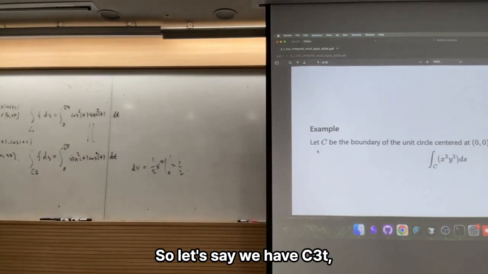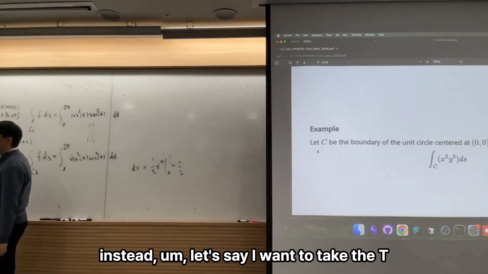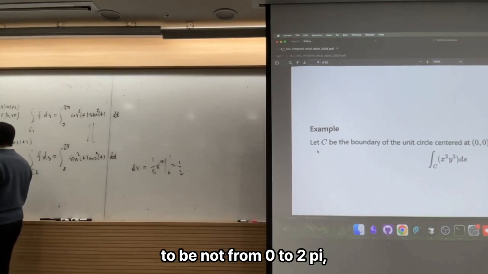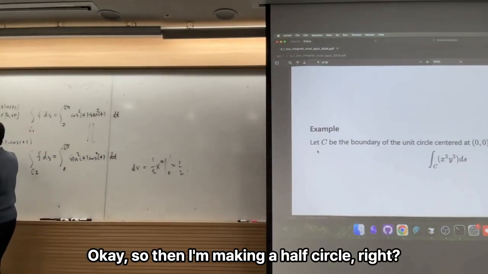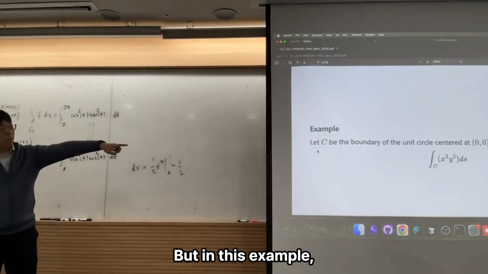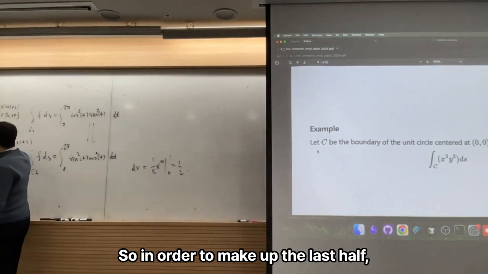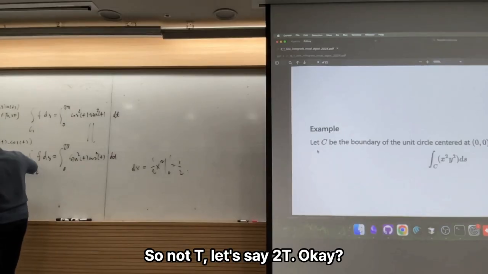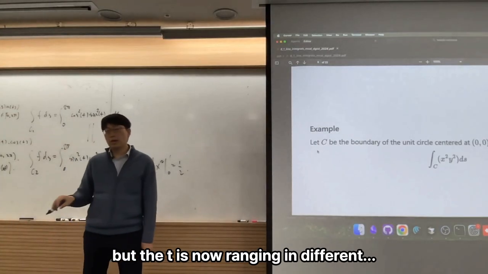So let's say we have C3(t), and we're going to use the same formula, cosine t. But instead, let's say I want to take t to be not from 0 to 2 pi, I'm going to run t from 0 to pi. Then I'm making a half circle, right? But in this example, C must be the full circle boundary. So in order to make up the last half, I need to go twice as fast as before. So not t, let's say 2t. Then I can make a full circle, but t is now ranging differently.